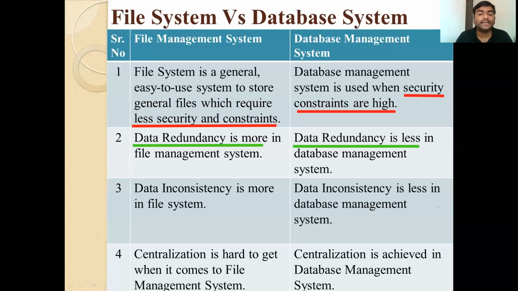Here the duplicate data is present. Duplicate data means one file is stored at multiple locations. If there is a file in your computer system, you can store that file at multiple locations. That creates data redundancy, meaning duplication of data. So data redundancy is more in a file management system, while it is less in the database management system.